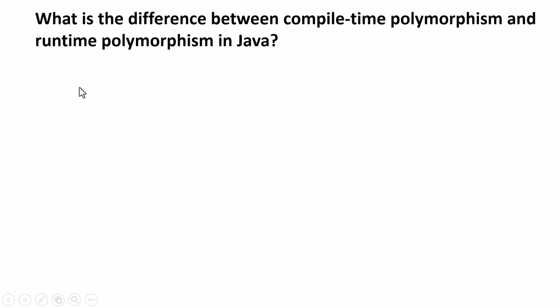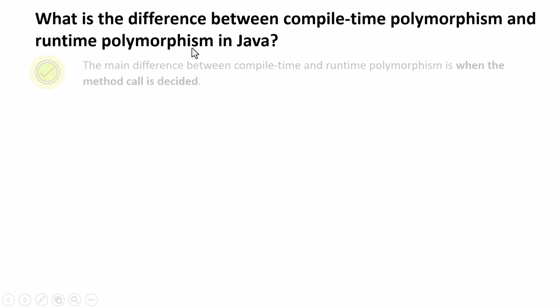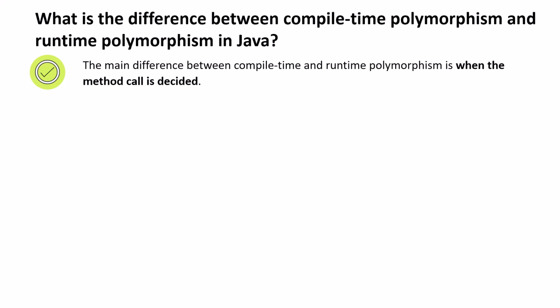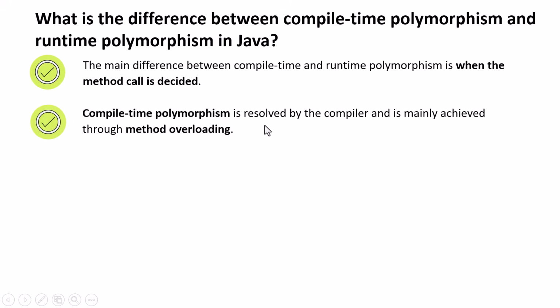Next question. What is the difference between compile-time polymorphism and runtime polymorphism in Java? This is a very common OOP interview question because both are forms of polymorphism, but they work at different stages. The easiest way to explain them is by checking when the method call is decided. Compile-time polymorphism is resolved by the compiler during compilation. In Java, it is mainly achieved through method overloading, where multiple methods have the same name but different parameter lists, and the compiler decides which method to call based on the arguments.